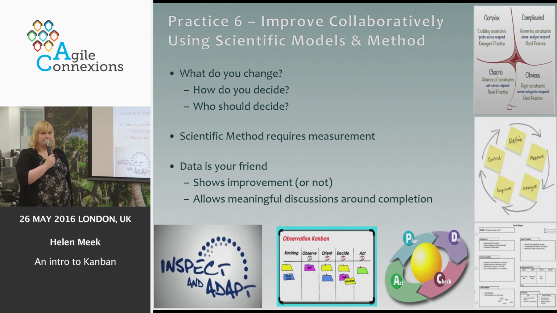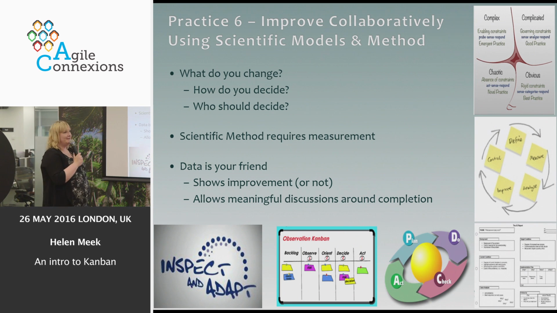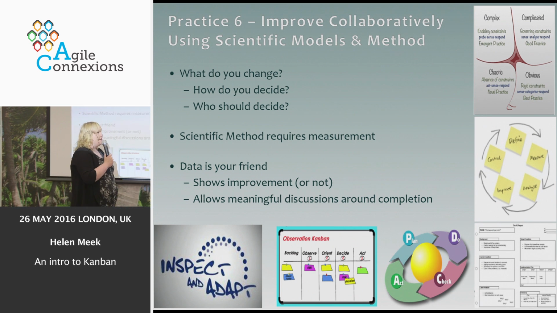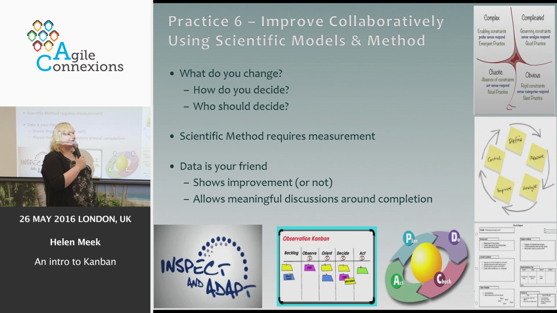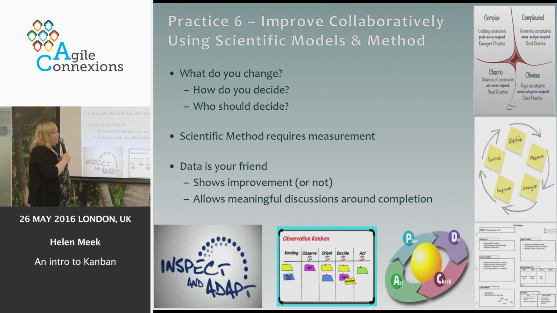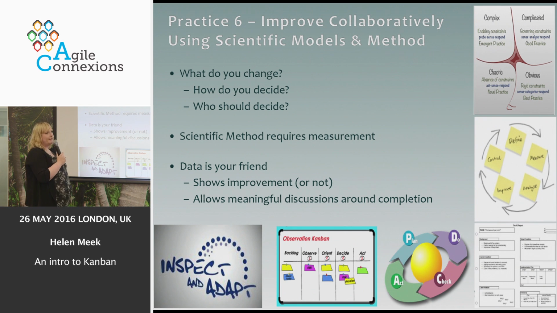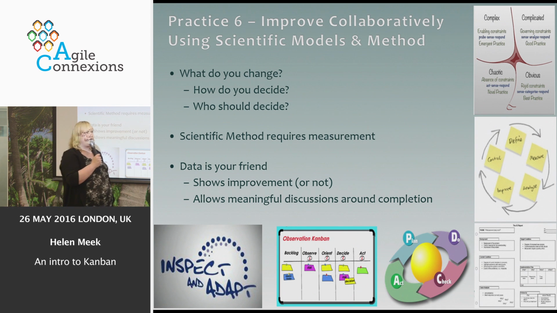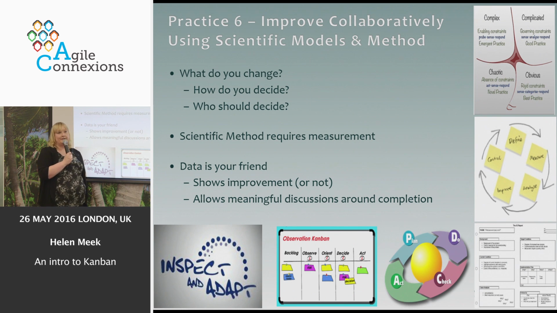Now, the final practice, you're probably pleased to get to this one. Is she ever going to stop speaking? So the final practice is improve collaboratively using scientific models and methods. So what does this mean? This is linked to the retrospective or the ad hoc retrospection or whatever feedback loop you happen to have in place. And what this asks you to do is just be a little bit more scientific in the changes that you're making. And so set a hypothesis of what you think is going to happen if you make a change. Set the hypothesis, say what you're going to do about it, give yourself some time, look back, measure it and see if it's had an improvement.